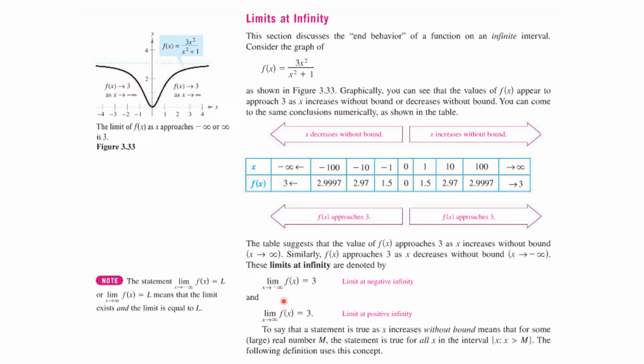And so we would write the limit as x tends to minus infinity of f of x is equal to 3. And we could also write the limit as x tends to positive infinity of f of x is equal to 3. And so this statement means that the limit exists and the limit is equal to L. Now in this case the limit exists because L is a real number in this discussion.